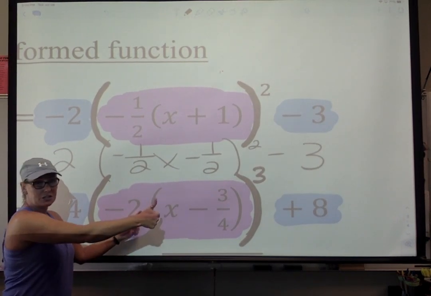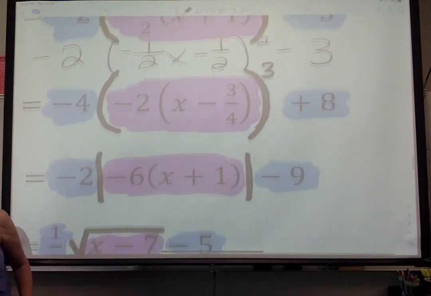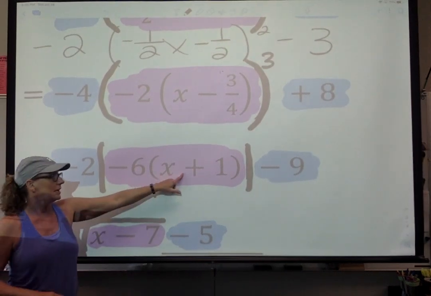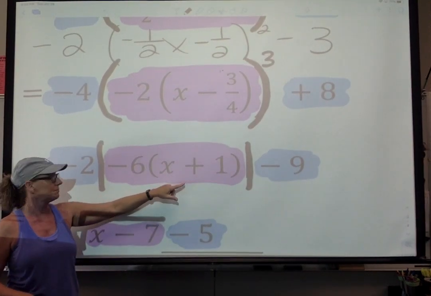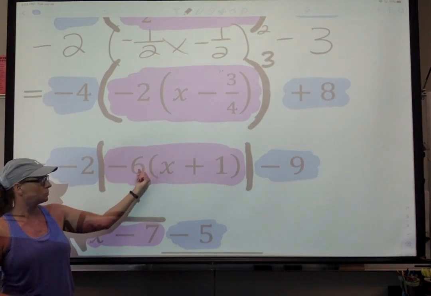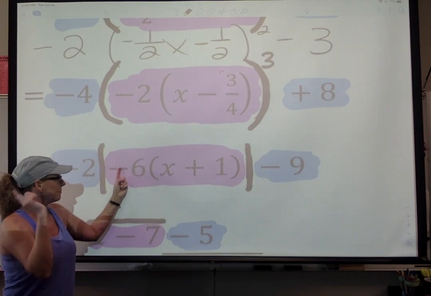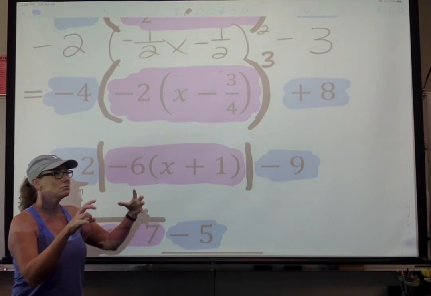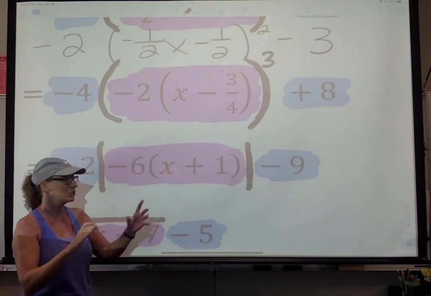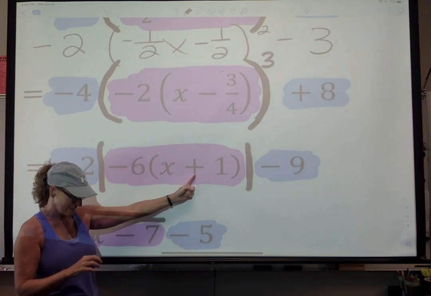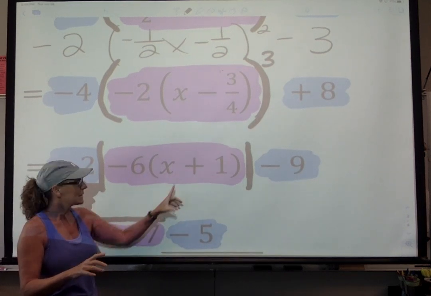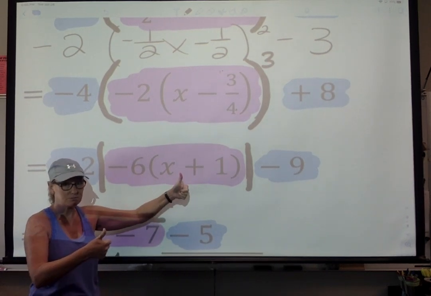This one is good. It's already factored. So the -6 is pulled off of the x. It's perfect. That's the way it's supposed to be. Flip, horizontal compression of a 6th, left 1. Good.